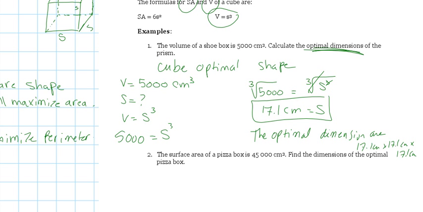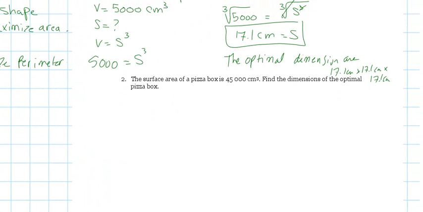Yeah. What do you mean, Fab? Find the dimensions of the optimal pizza box. Oh, it says surface area, not volume. It says surface area, and then what does it give me? It gives me the thing in cube. So what should it be? Squared. Squared, that's right. So I read this and I say the surface area of a pizza box is 45,000 centimeter cube. No, it should be centimeter squared because a surface area has a unit of a square.